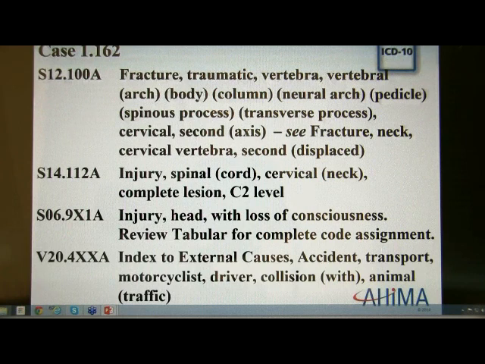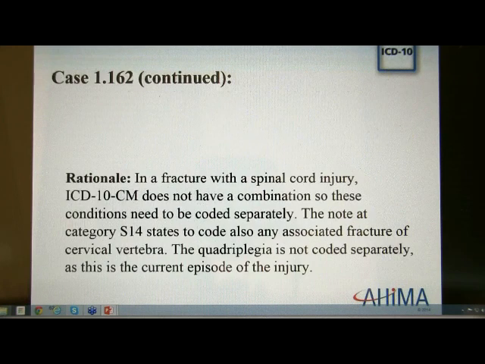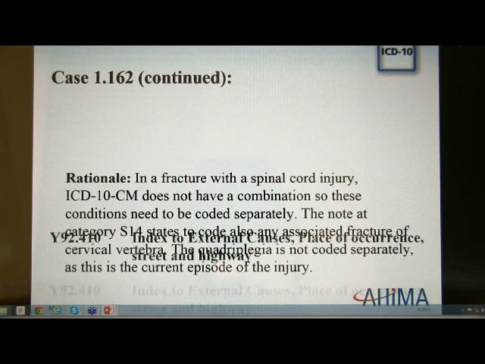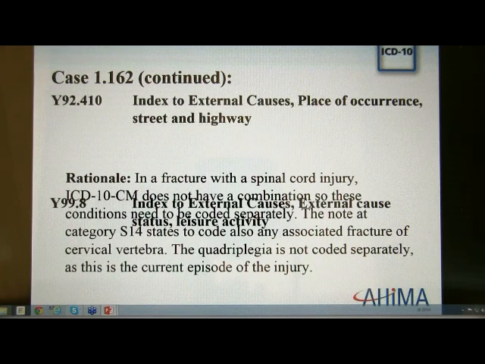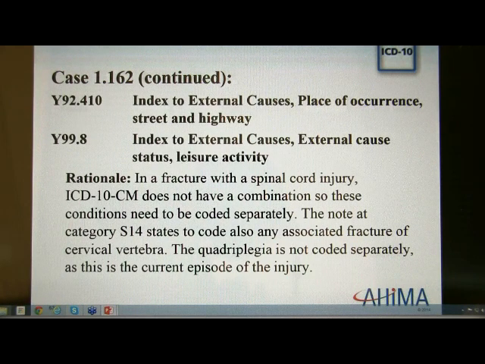So they were a transport motorcyclist driver collided with an animal. And then we're also going to code the place of occurrence, which was a street or highway, and that this patient was driving leisurely on their motorcycle. They weren't driving their motorcycle for work or as part of military action.